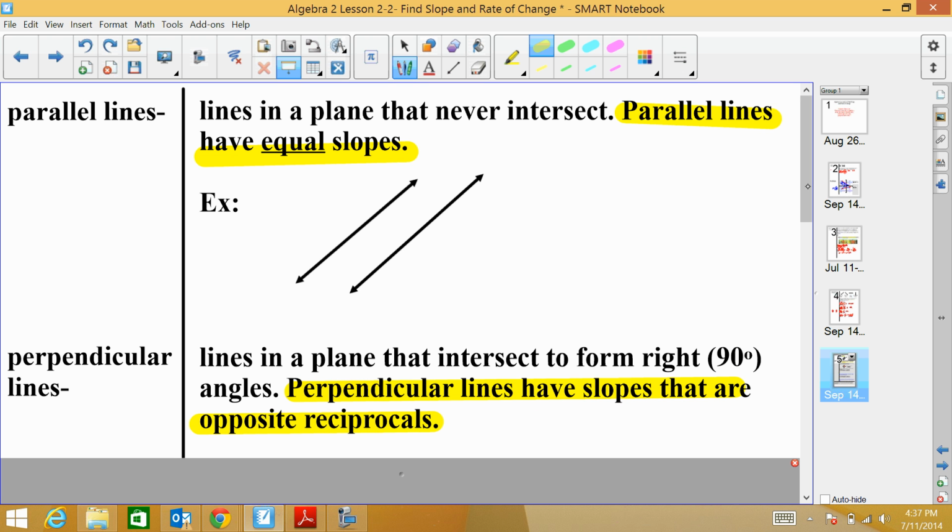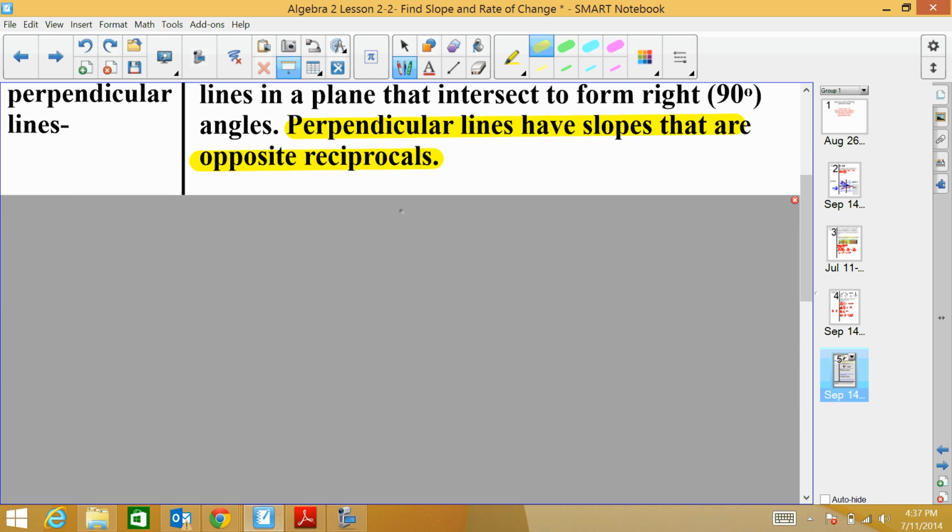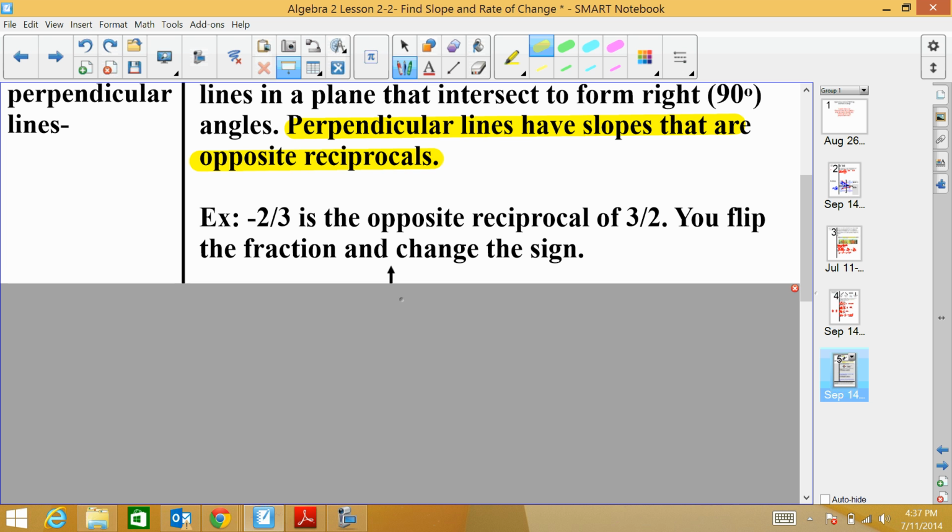Now let's talk really quick about what opposite reciprocals are, because you may not remember that term. They're also sometimes called negative reciprocals. Okay, so to get the opposite reciprocal, you flip the fraction, you do the reciprocal, and you also change the sign. That's why they're called opposite reciprocals. So negative 2/3 is the opposite reciprocal of 3/2 because I take 2/3 and I flip it over. So I get negative 3/2, but then I have to change the sign so it becomes positive.